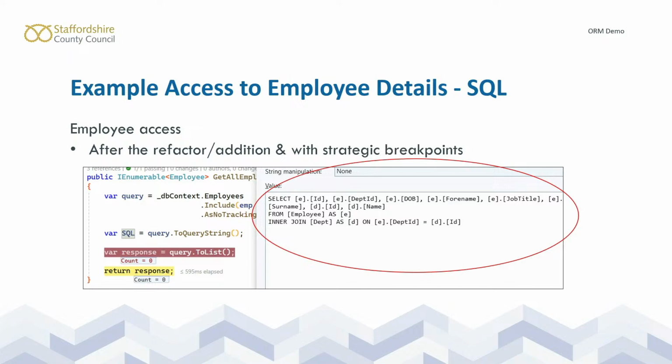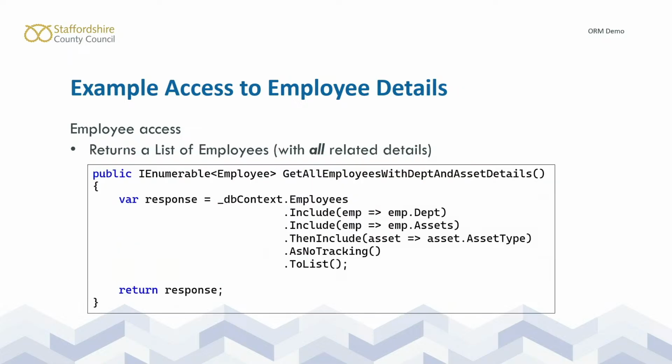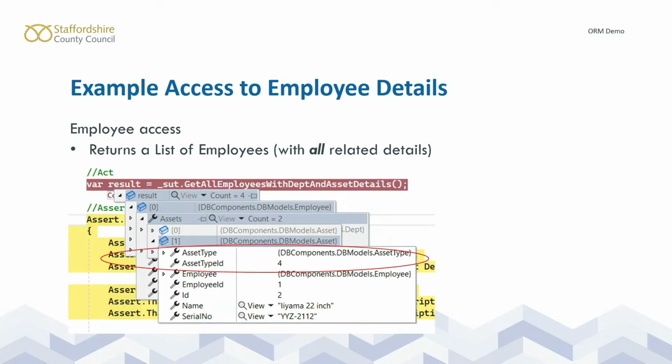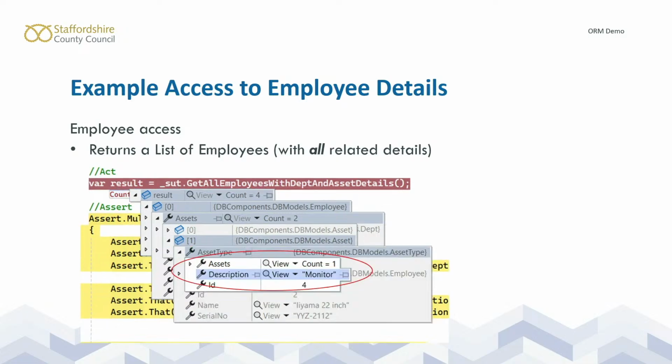That's another way. I don't know where this has come from. I thought I took that one out. Sorry about this. It hasn't saved what I took out. This is the list of employees with all the details, including the department and the asset type. Yeah, I definitely took this out. So you can see that it's got two assets here. This is with a breakpoint. And the asset type is 4, which happens to be a monitor.